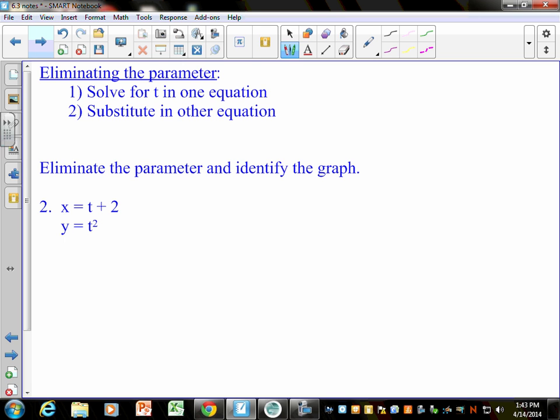And so here's what a lot of your homework is. It's not all going to be graphing it, but the directions are going to say eliminate the parameter and identify the graph, which means this is a good review of whether you know, when you see an equation, what kind of graph you get. If you don't know, then you might have to make a graph. But if you know, then you just get to tell me what graph it is.